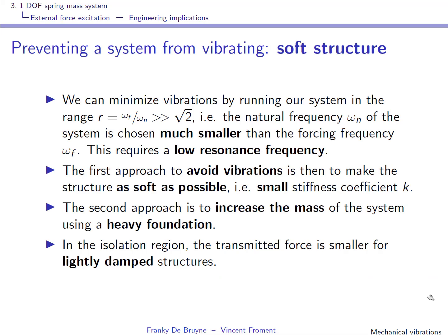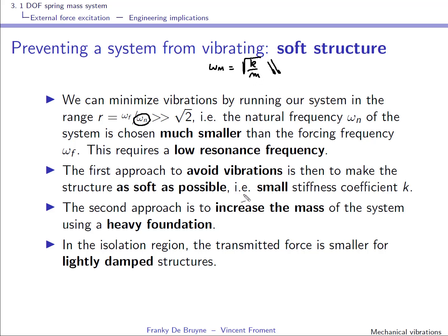Well, to run the system in the isolation region, we have to make sure that r is larger than square root of 2, and we should actually say much larger than square root of 2. And one way to do that is, of course, to make omega n, the natural frequency, as small as possible. So omega n is equal to the square root of k over m. So we want to make it as small as possible.